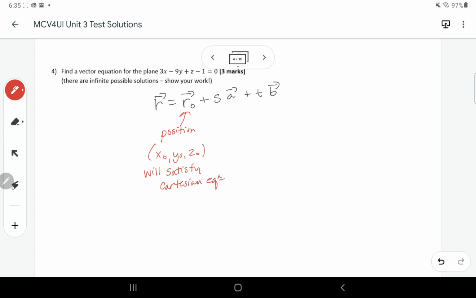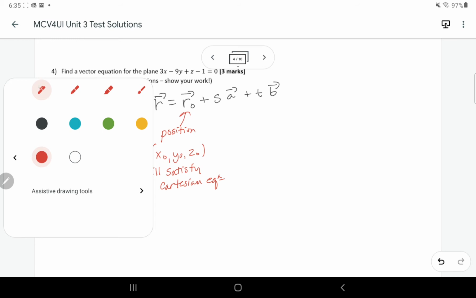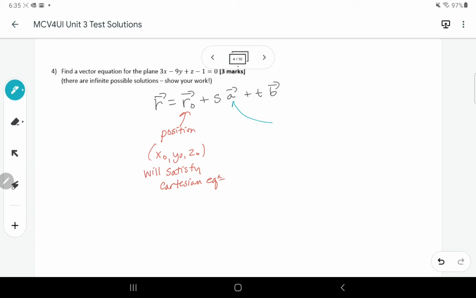So if you substituted in those points, it has to work in the Cartesian equation. That's a point on the plane. And for A and B, these are vectors on the plane. So A dot n equals 0 and B dot n equals 0 because they're perpendicular to the normal. So from here, we just need to find one point on the plane, and that can be any point.